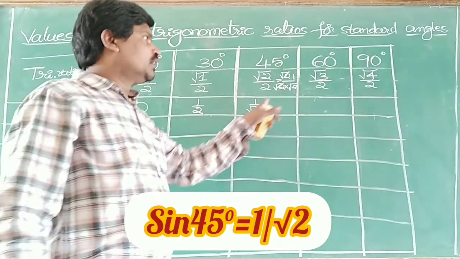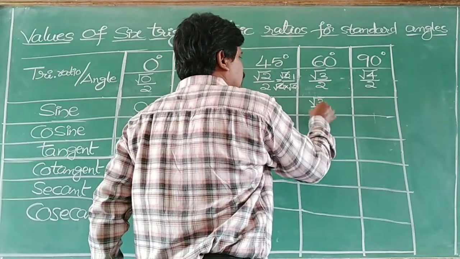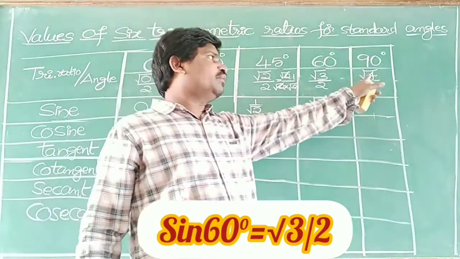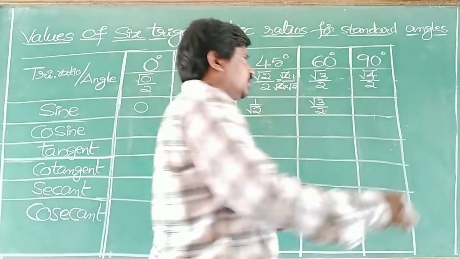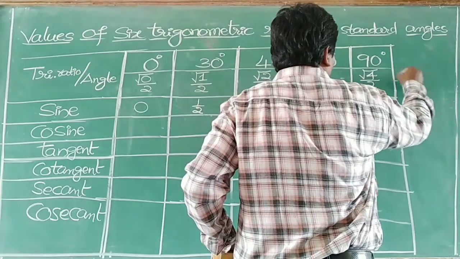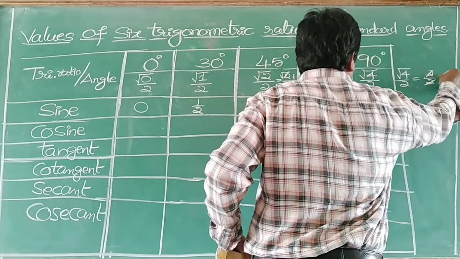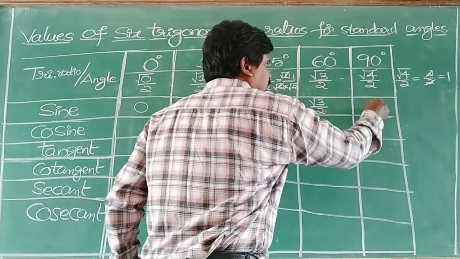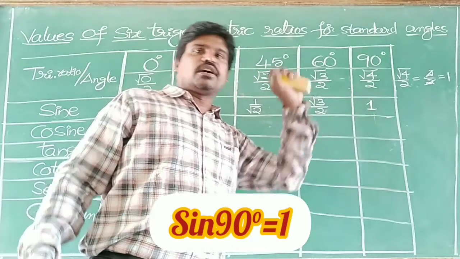Next, root 3 by 2, as it is; there is no cancellation. And root 4 means 2, you know the square root of 4 is 2. That is why I can write root 4 by 2 equals 2 by 2. 2 cancels and 1 is the answer. That is, sine 90 degrees is 1.